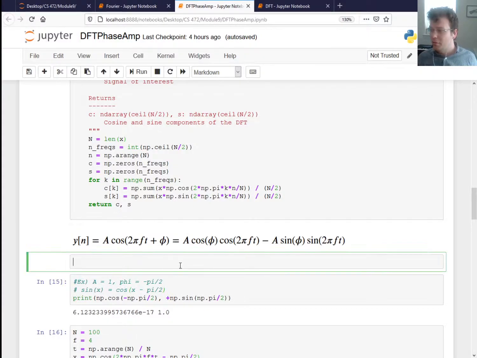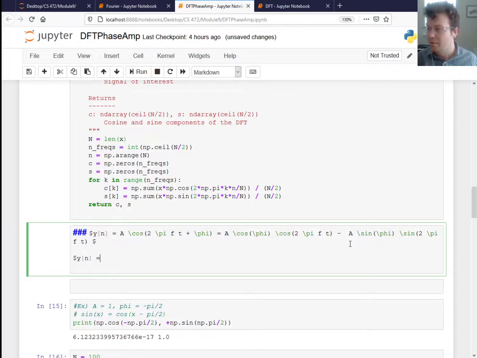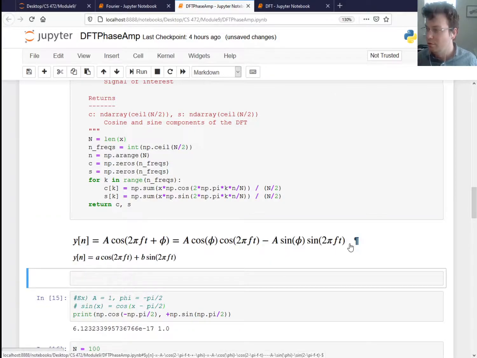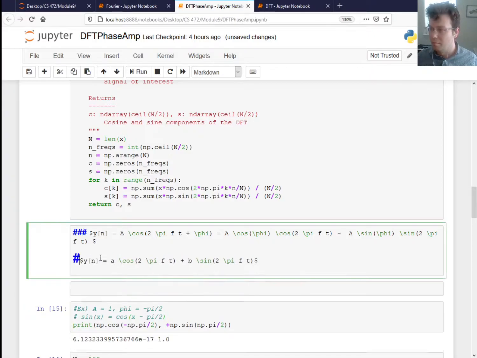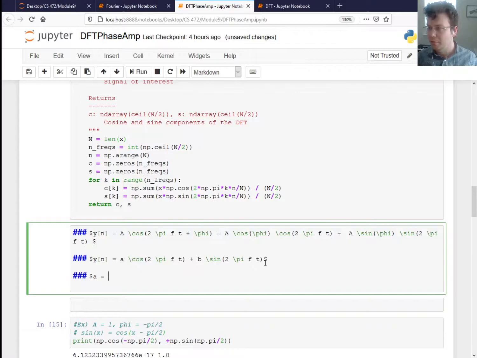So let me come up with a name. I'll say y n is equal to a times cosine of 2 pi f t plus b times sine of 2 pi f t. I'm just introducing variables, where a here is equal to big A times cosine of phi. Let me write that down too. I'm just saying that a is equal to big A times cosine of phi, and b is equal to big A times sine of phi.